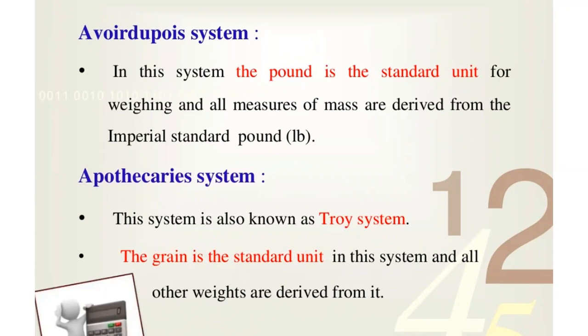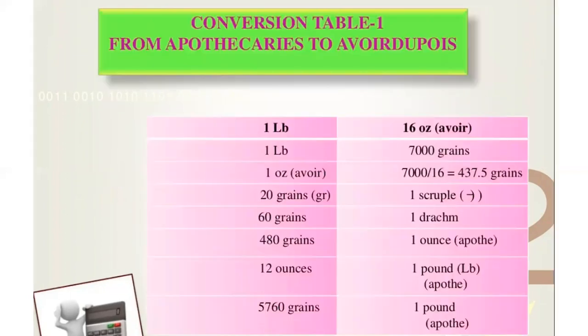In the Avoirdupois system, the pound is the standard unit for measuring weights. In the apothecaries system, the standard unit is the grain. So that is the difference between the Avoirdupois system and the apothecaries system. In the Avoirdupois system, the standard unit is the pound. In the apothecaries system, the standard unit is the grain.